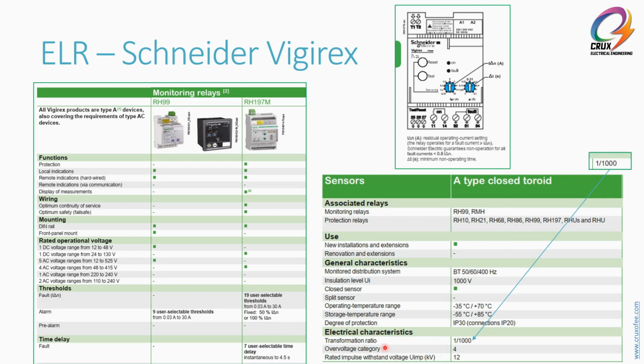So here is given the ZCT or the combined CT is given. The transformation ratio is given, which is 1000/1 or 1/1000. So actually there's a ratio. Like Terasaki, we do not know what's the ratio for that ZCT. So if you were to use the Terasaki ZCT with this Vigirex, it may make it less sensitive or oversensitive. Okay, so that's why I say that you must use the same ZCT and ELR of the same make or same brand.